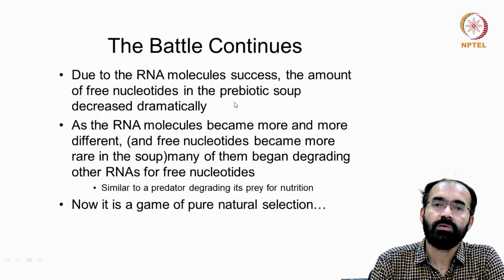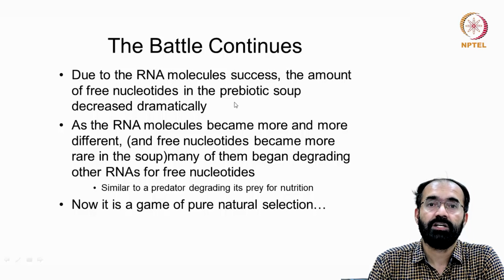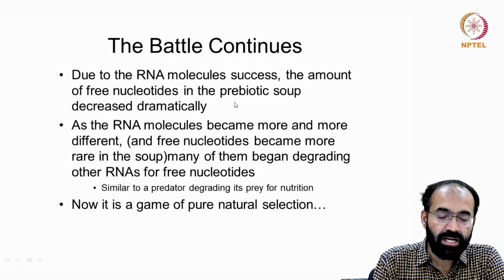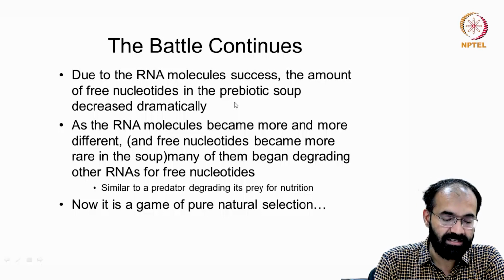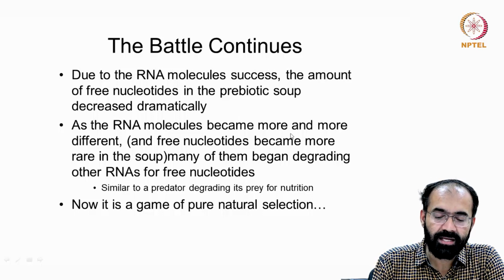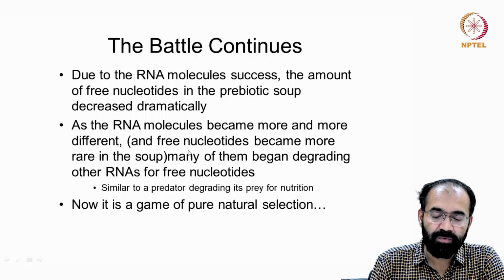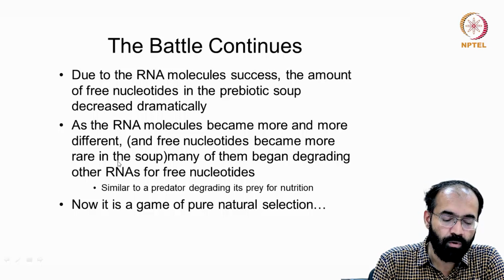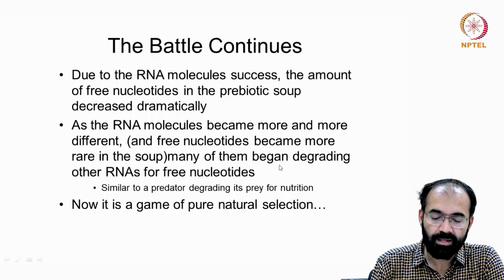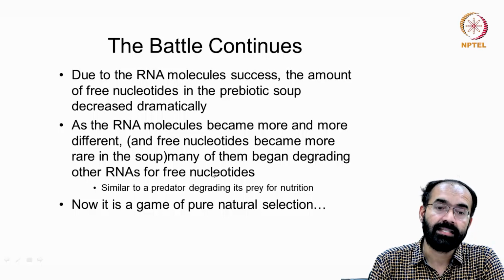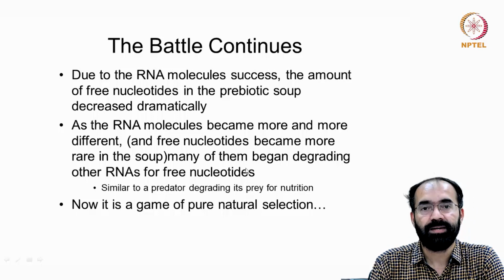The more nucleotides were being utilized to form RNA, the more scarce nucleotides became. As RNA molecules became more numerous and free nucleotides became rarer in the soup, many of them began degrading other RNAs to get the free nucleotides.